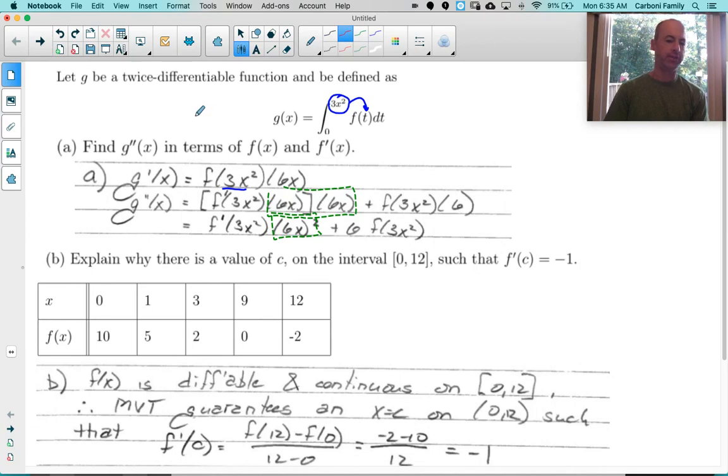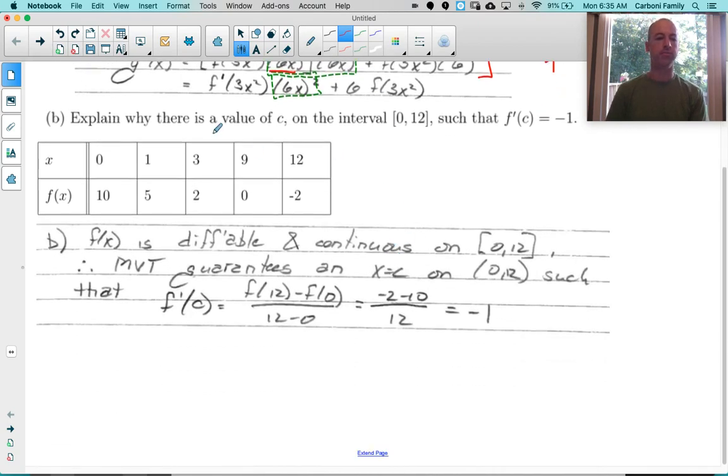The point breakdown is you got 1 point for applying the fundamental theorem for g prime, which I think means you plugged in the 3x squared. You got 1 point for including the chain rule, which was including the 6x. You got 1 point for doing the product rule for the second derivative, and then 1 point for remembering the chain rule part in the second derivative, which is here, and then the product rule was for the fourth point. So this was a 4 out of 4 there.